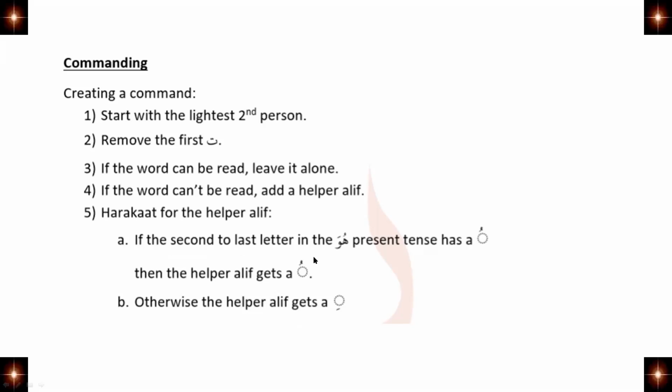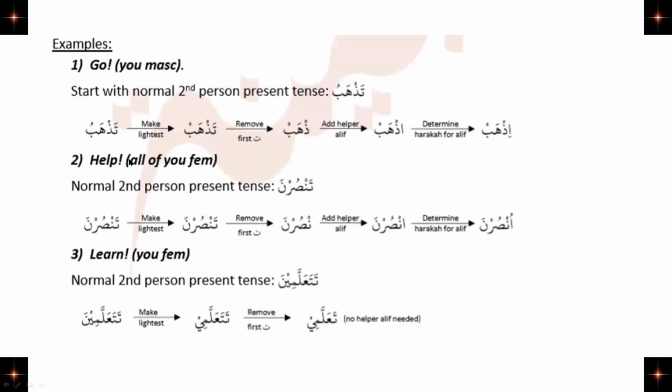Just remember this rule. If in the normal fi'l mudari the last but one letter has dhamma, then in fi'l amr you make the alif dhamma. But if the last but one letter has the haraka of fatha or kasra, then you make the helper alif kasra. That's why the command is quite tricky. We don't say it's difficult, but quite tricky compared to the forbidden. Forbidden, you just put la and make the fi'l mudari jazm, finish. But here you have a helper alif, and you have to drop a certain ta at the beginning. That is the rule, and this is the process.